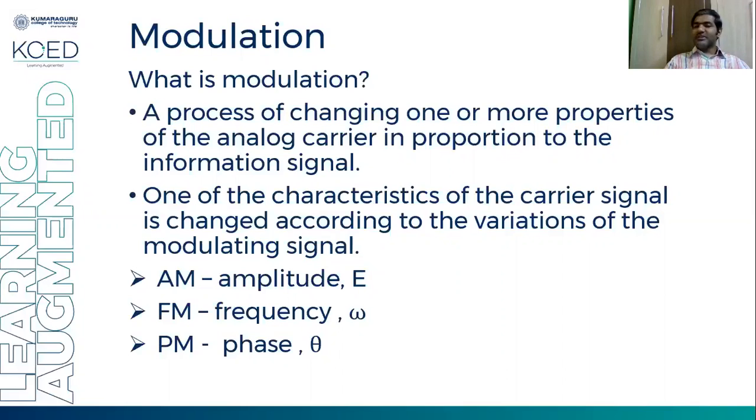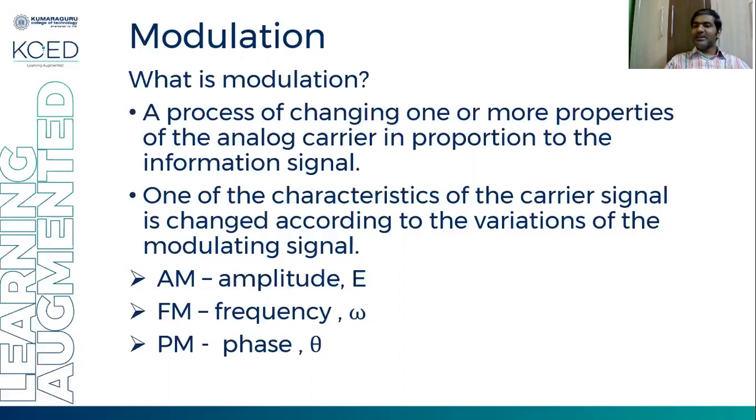Because of this, I should make an arrangement to allow this low frequency signal to travel over long distance. For that alone, I go for modulation. So this process of allowing your low frequency message signal to travel over long distance is enabled by modulation. You have your message signal, that is the voice signal, and you have another signal called carrier signal. So message signal and carrier signal are the two signals involved in any modulation process.